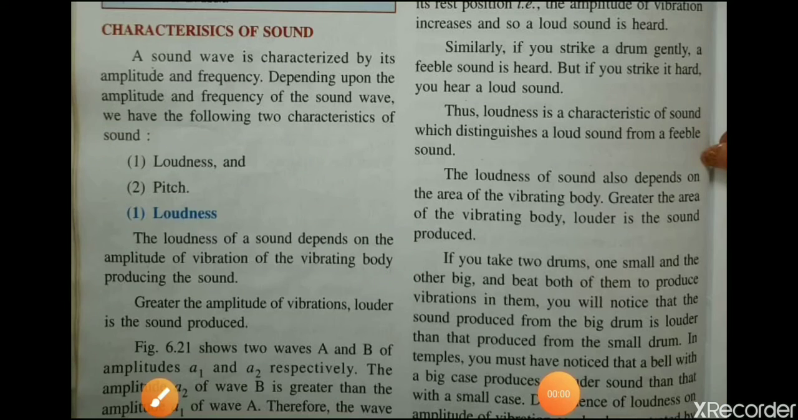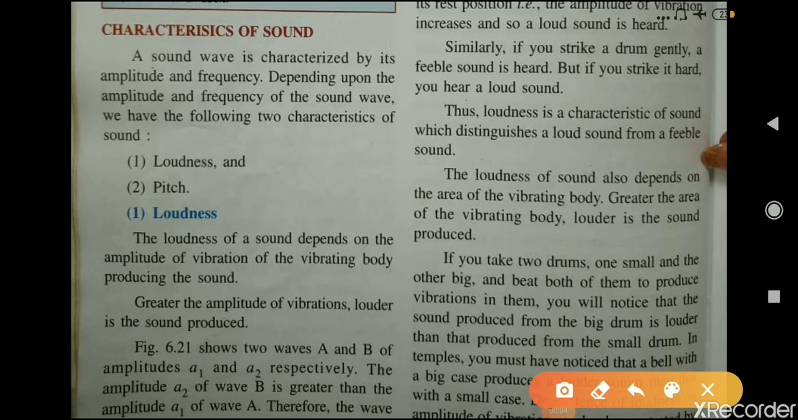Do you know, characteristics of sound? A sound wave is characterized by its amplitude and frequency, and depending upon the amplitude and frequency of a sound wave, we have the following two characteristics of sound. First one is loudness and the second is pitch.